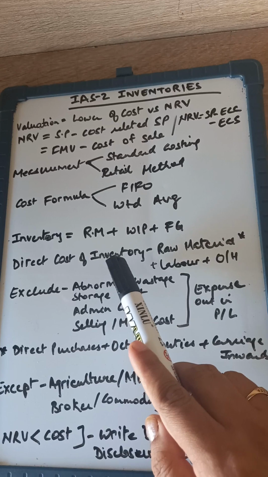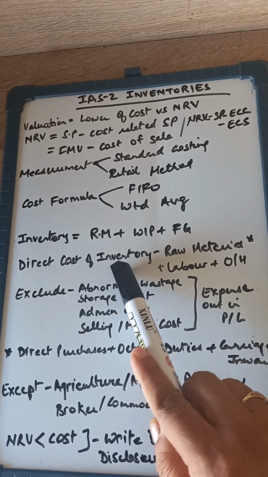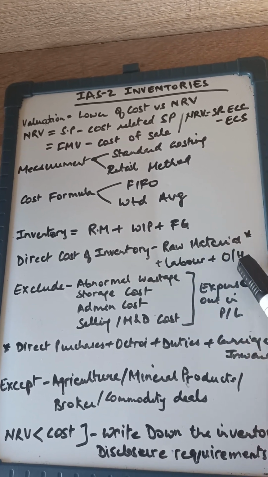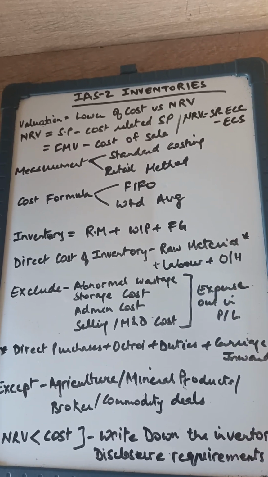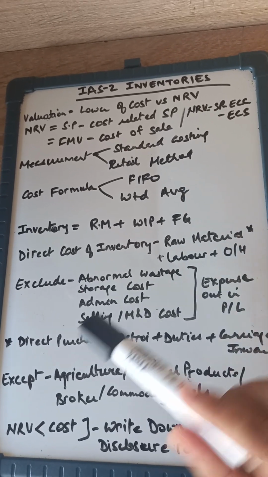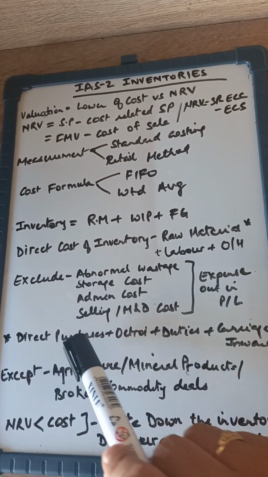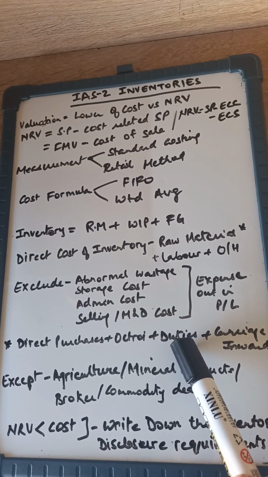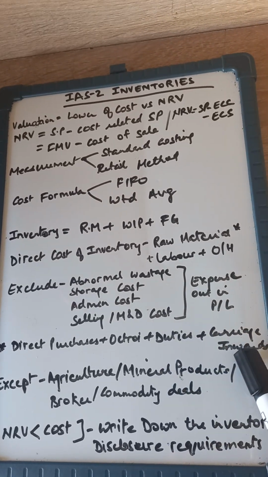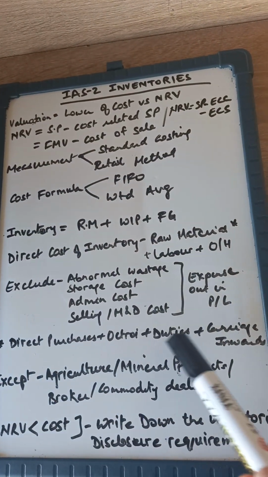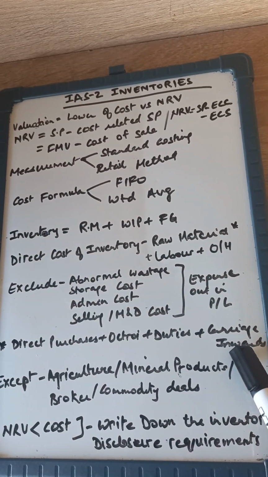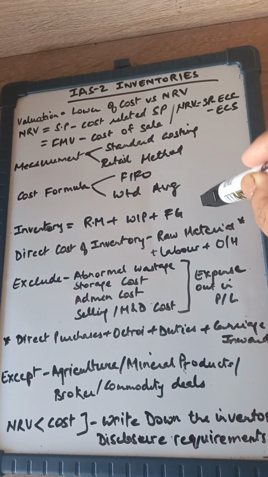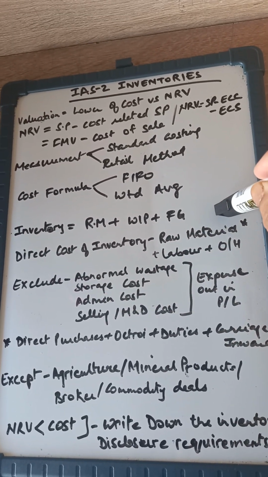What are the direct costs of inventory? Direct cost of inventory is the raw material purchases plus labor plus any direct overhead costs. What are the direct purchases? Direct raw material value plus any octroi charges plus any duties or import duties and taxes plus any carriage inwards. So all direct costs which are involved in getting the item to its present condition and situation, that is called the direct cost of inventory.